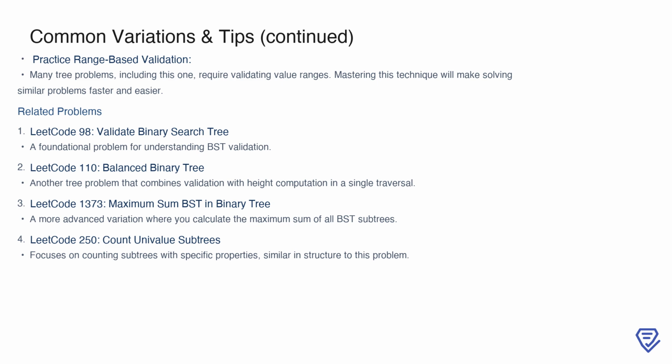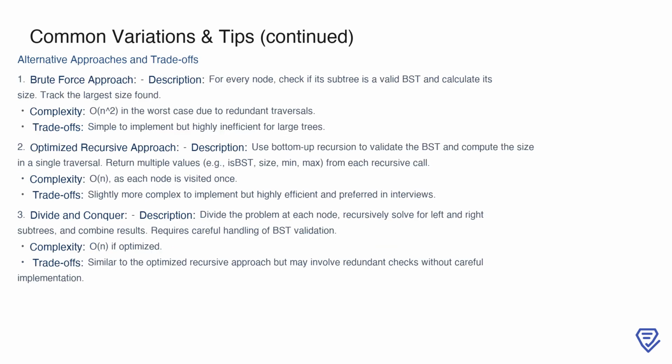Finally, let's discuss some alternative approaches and their trade-offs. A brute force approach involves checking every node to determine if its subtree is a valid BST and calculating its size. While this is straightforward to implement, it's highly inefficient, with a worst-case time complexity of O(n²) due to redundant traversals. On the other hand, the optimized recursive approach uses bottom-up recursion to validate the BST and compute its size in a single traversal. By returning multiple values, like whether the subtree is a BST, its size, and its min and max values, you can achieve an O(n) solution. This method is slightly more complex to implement but is incredibly efficient and well-suited for interviews.